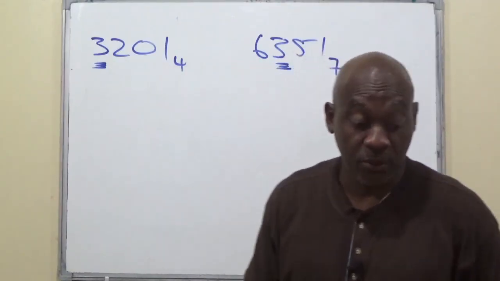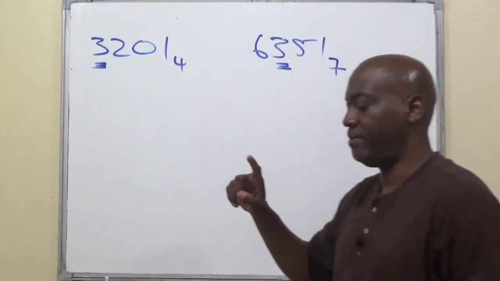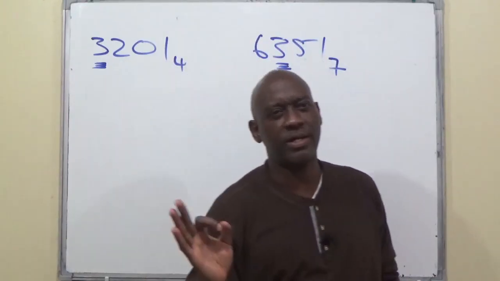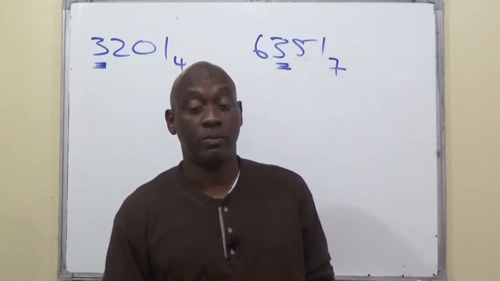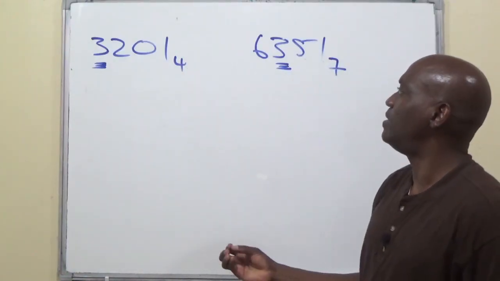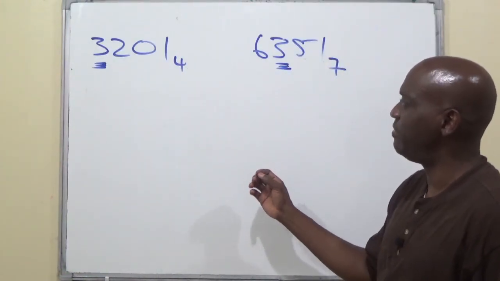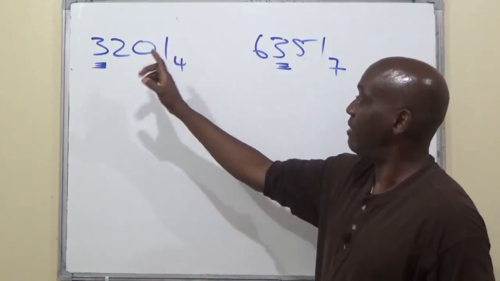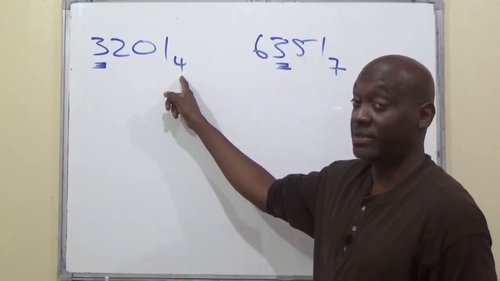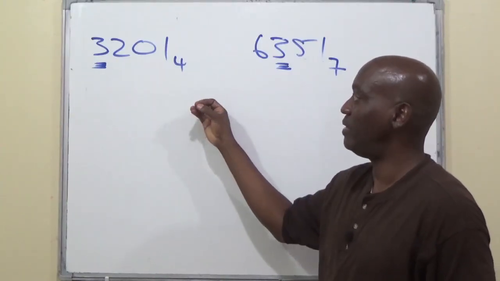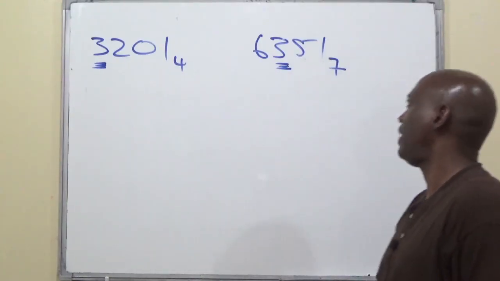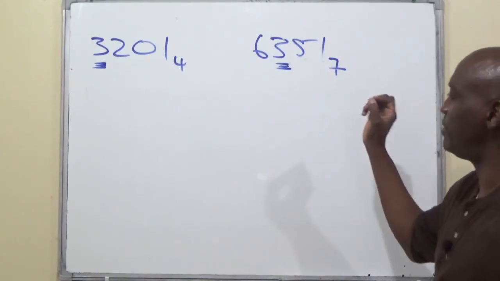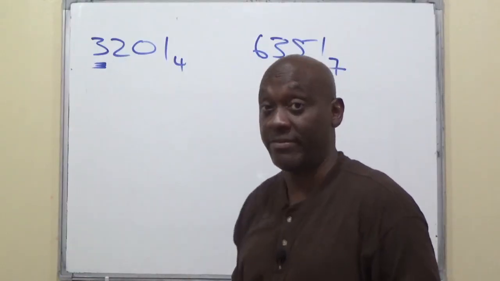All right? So these numbers came from the January 2026 CSEC Maths exam. Question 1A, part 2. And basically what they wanted was for you to state the difference between the value of the 3 in these two numbers. You have 3201 with a subscript of 4, which is 3201 in base 4. And you have 6351 with a subscript of 7, which is to say 6351 to base 7.